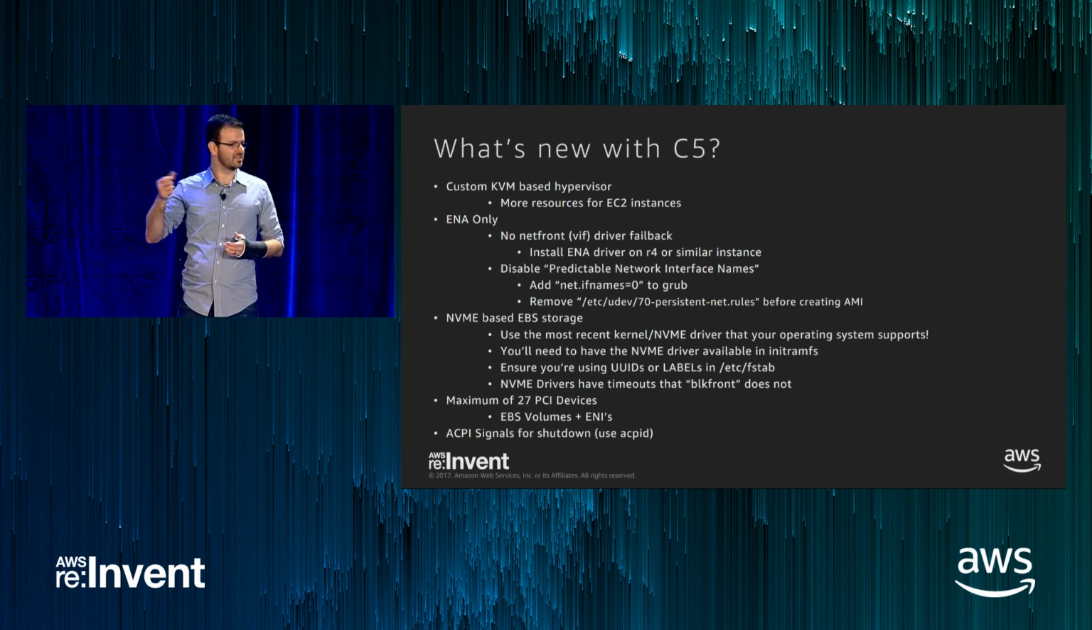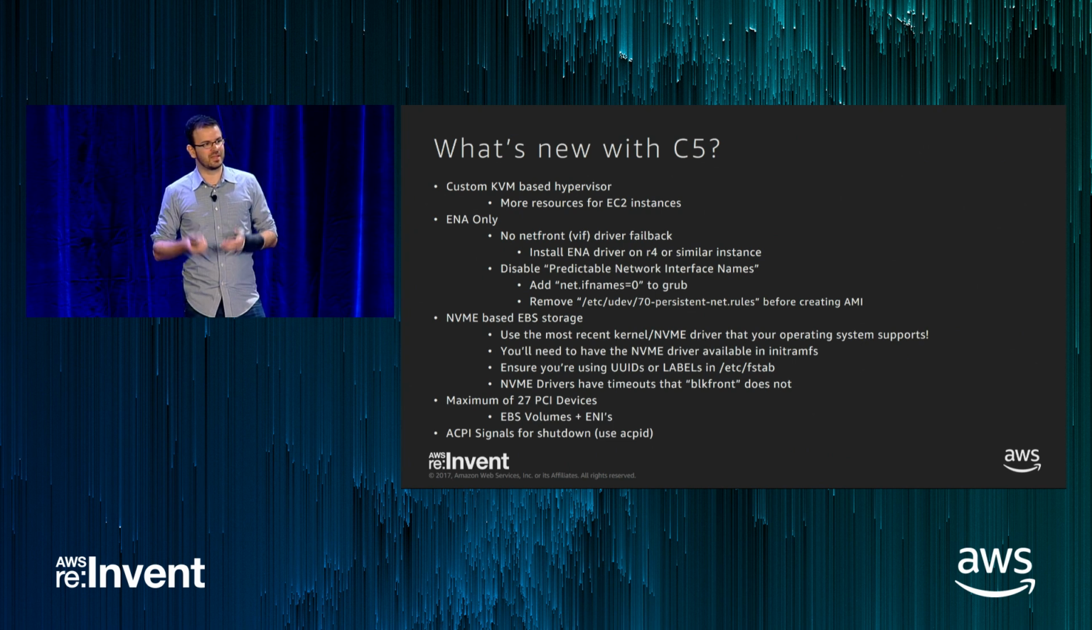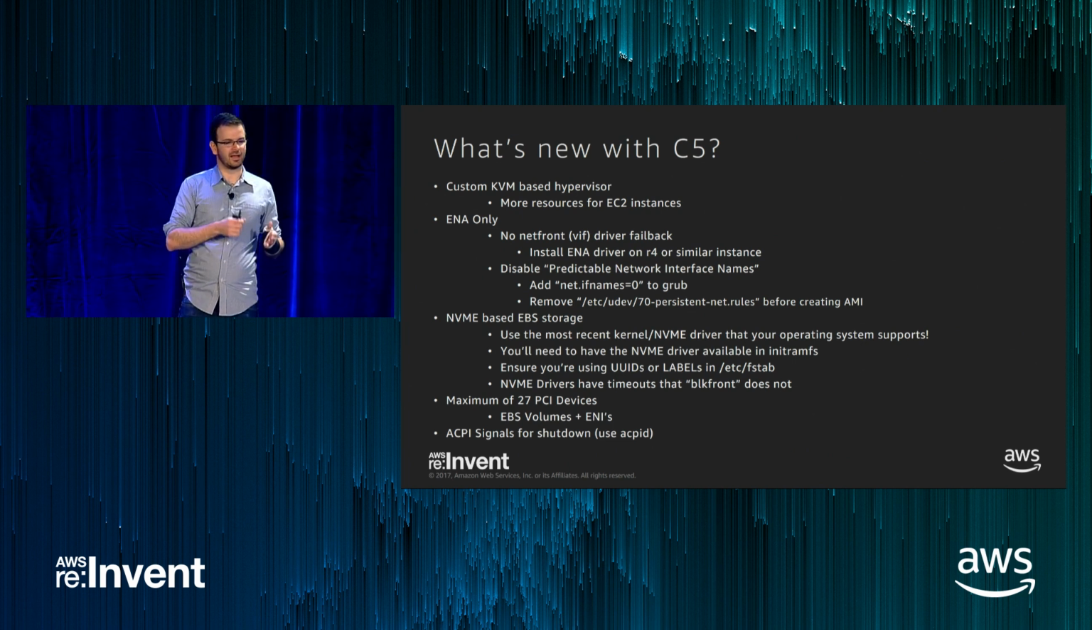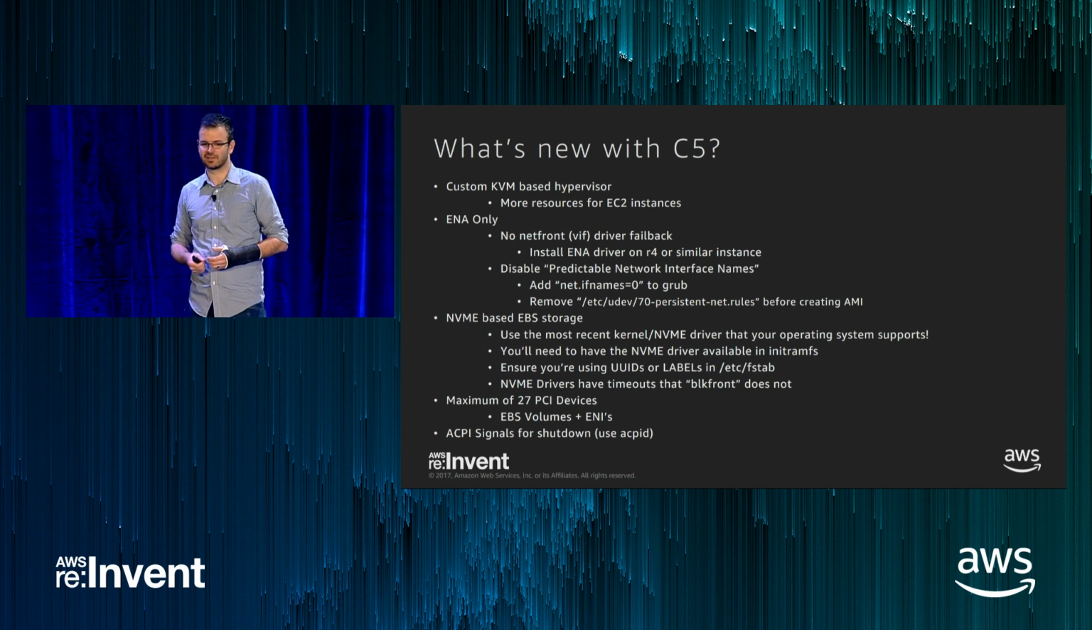And it'll always be the same every time you use it. So, let's say you have one card, it'll always be ETH0. You add another card, it'll always be ETH1. The problem with this is if you make an AMI on one instance, and then you go to launch it on the C5, it has a different PCI address. So it'll show up as a different network card.